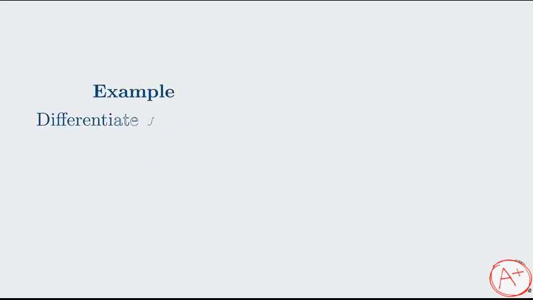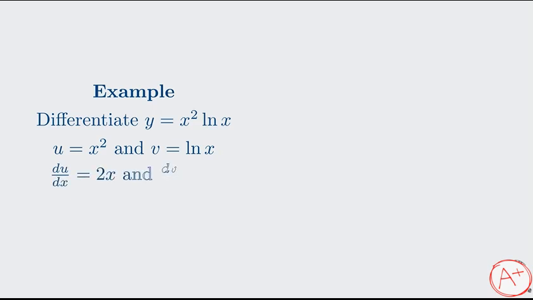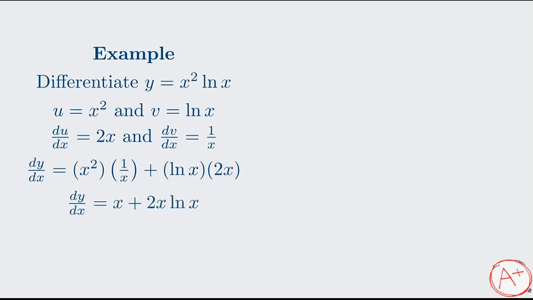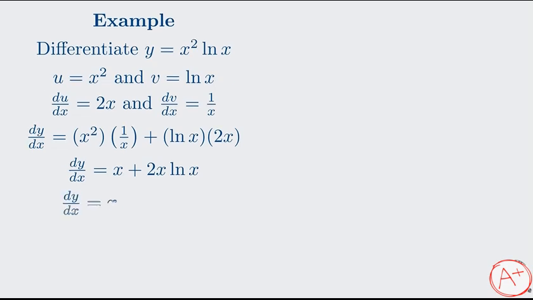Let's apply the product rule to the function y equals x squared natural log of x. First, we identify our two functions. Next, we find their individual derivatives with respect to x. Now, we substitute these into the product rule formula, u times dv dx plus v times du dx. Simplifying the first term, x squared divided by x gives us x. Finally, we factor out the common term, x, to provide a clean, exam-ready answer.